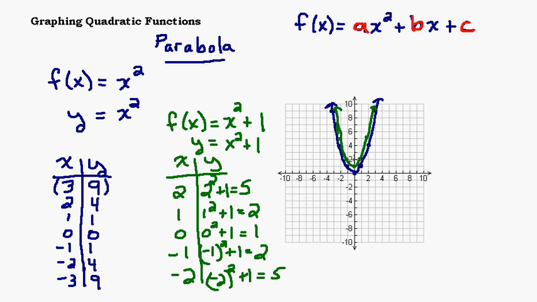And that's not a coincidence. When you have something like y equals x squared and you add a number, all it's going to do is shift the parabola up, or down if it's negative. So let's write that down. Let's say we have the graph of f of x equals x squared plus some number k.